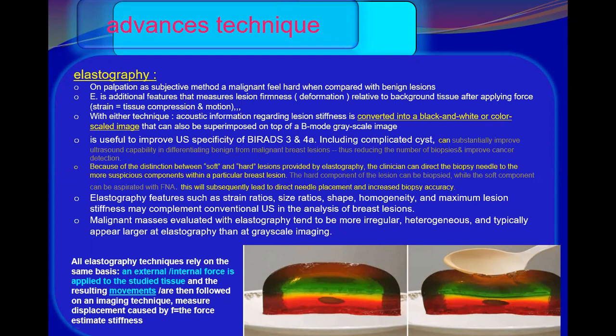As you mentioned, there are two techniques. With either technique, acoustic information regarding lesion stiffness is converted into a black and white or color scaled image, superimposed on top of the B-mode image. And if you look at this image, I love it. I found it in the literature and I love it.